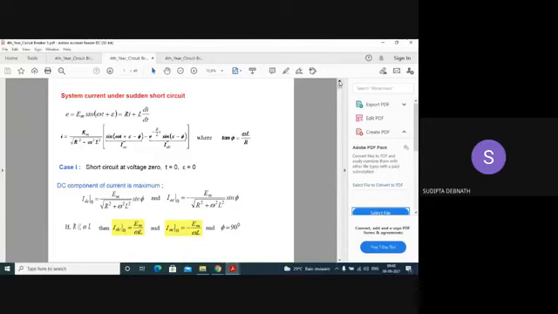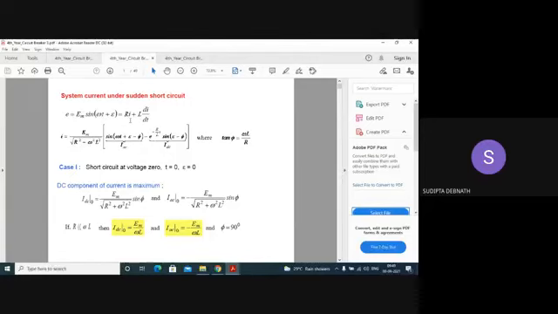Okay, so we need to calculate all these things and derive expressions for the voltage that appears across the circuit breaker contacts. Okay, so for that, let us start with the basic equation. System current under sudden short circuit. You know this expression. This expression is already known to you. You have learned this expression for sudden short circuit at alternator terminals. So this expression is known to you.